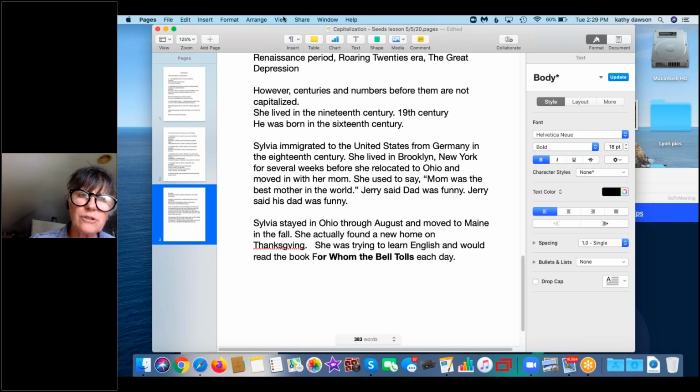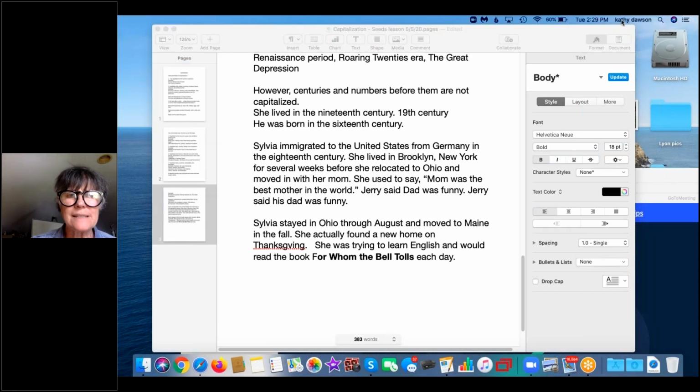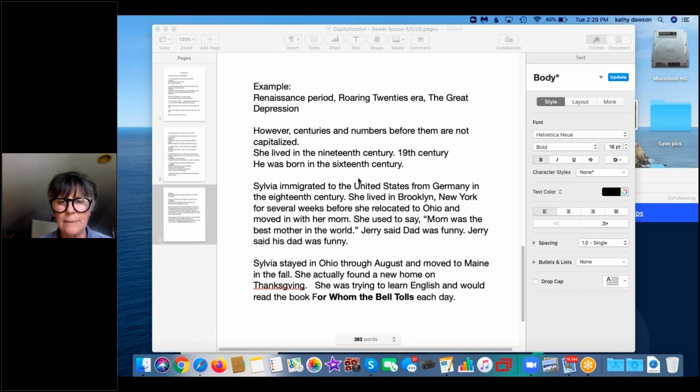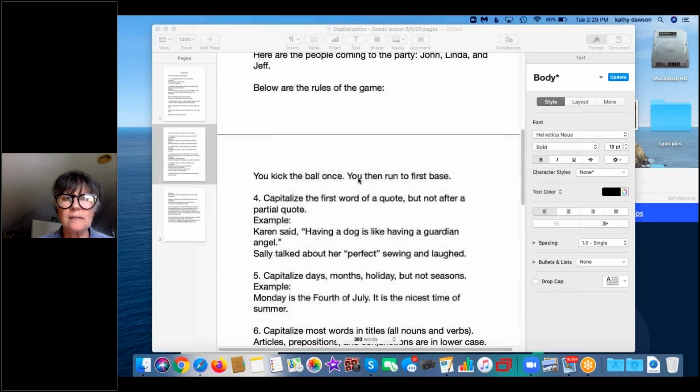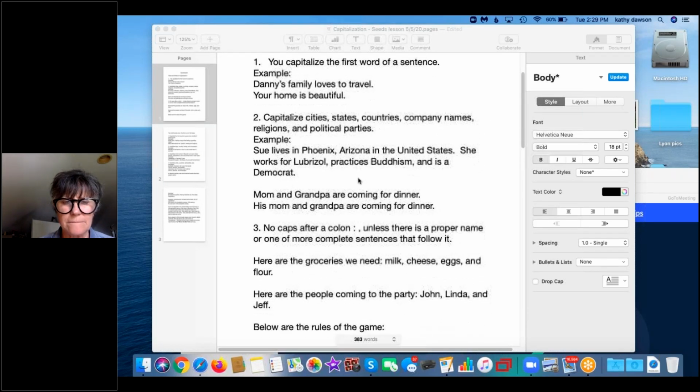So basically, you learned the eight rules of capitalization, and you went through an exercise where you were able to pick out what to capitalize and what not to capitalize. So, are there any of the eight that you have any questions on?